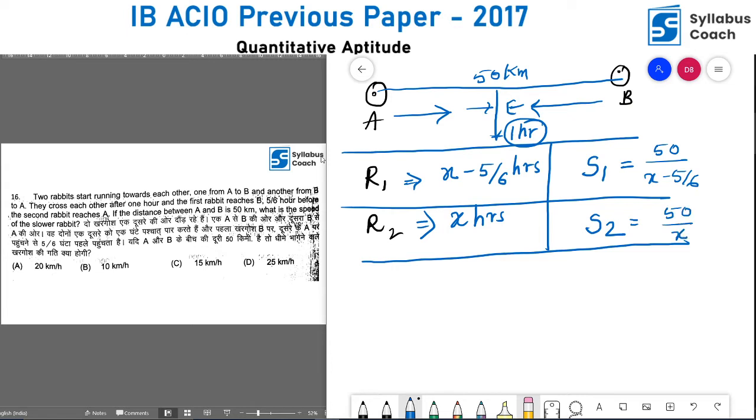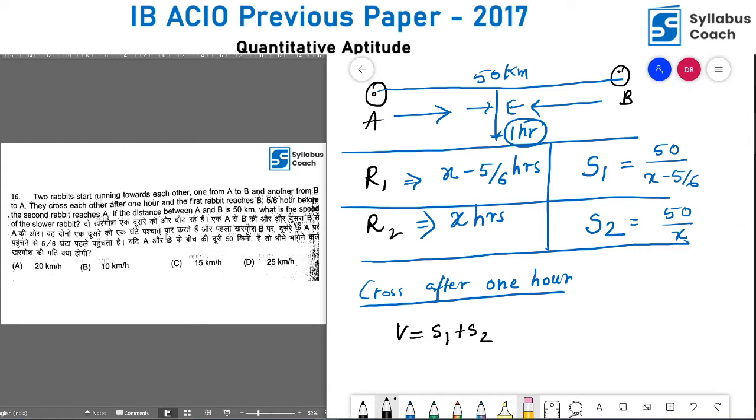Amazing. Next, as they mentioned that they cross each other after 1 hour, this crossing will bring the relative speed into the picture. Now the relative velocity is nothing but s1 plus s2. Do you know the reason why? Because both of them are traveling in opposite directions, so the relative speed is nothing but the sum of these velocities.